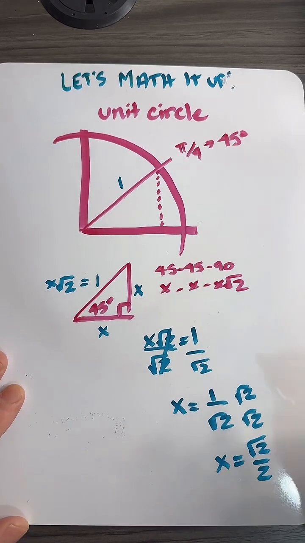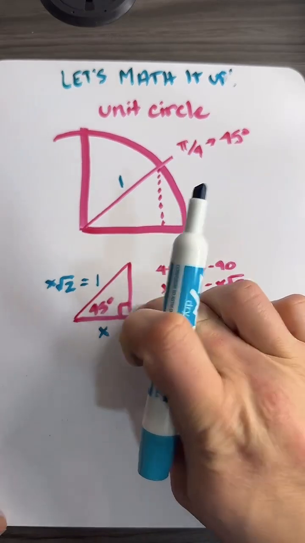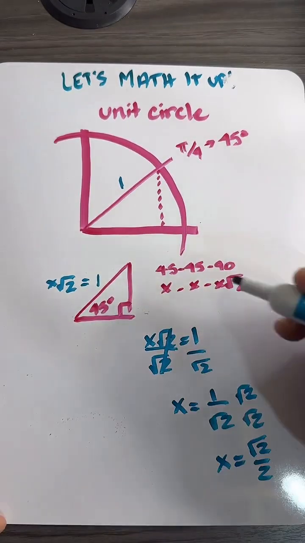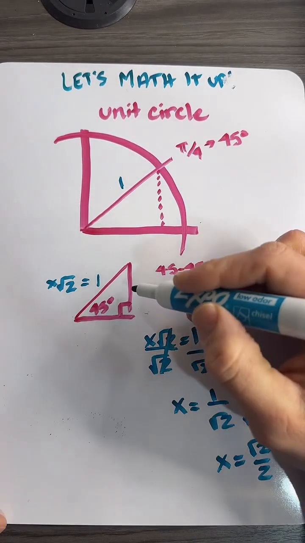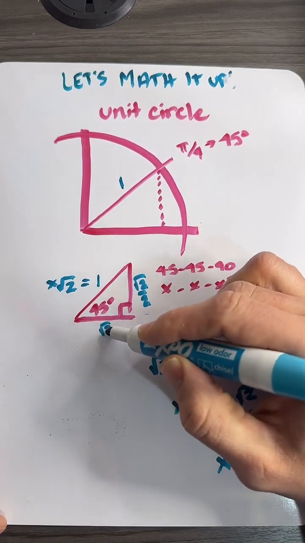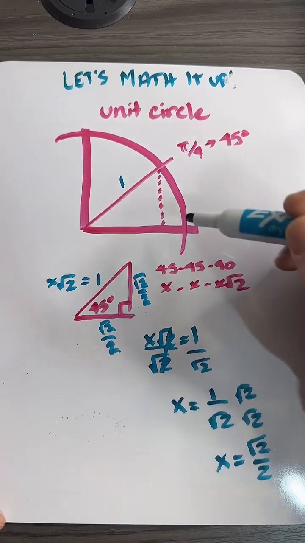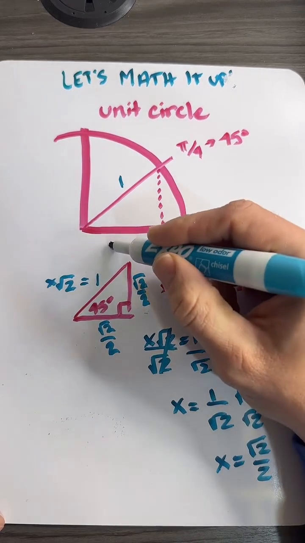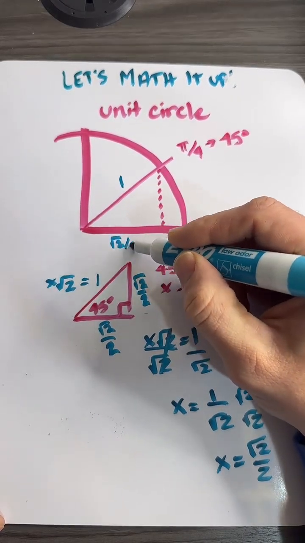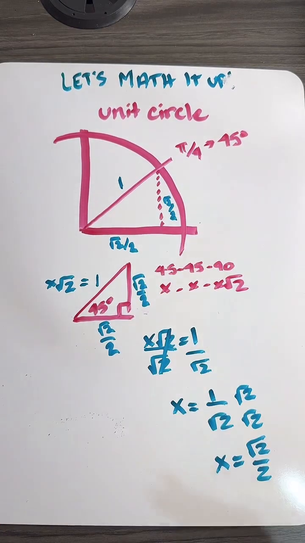Okay. So what that means is, in my right triangle right here, this x and that x is no longer x, but it is square root of 2 over 2. Why is that important? Well, when I place these values over here on my triangle, I end up getting specific lengths. Okay, well, what do we mean by specific lengths?